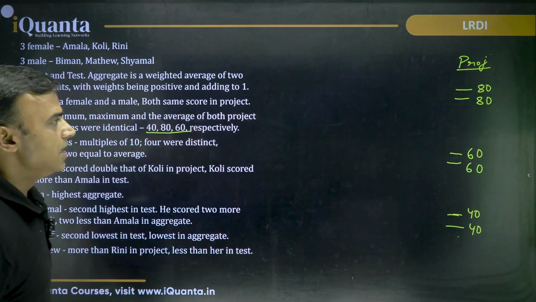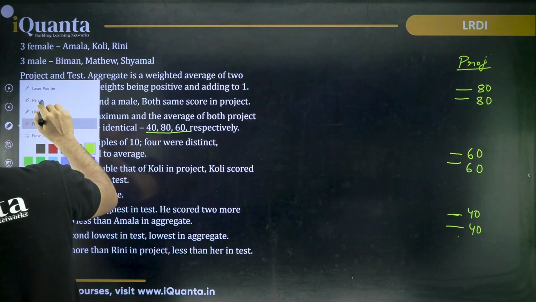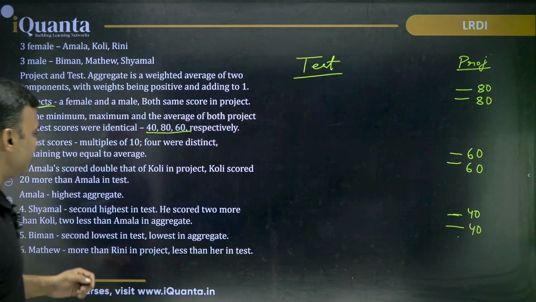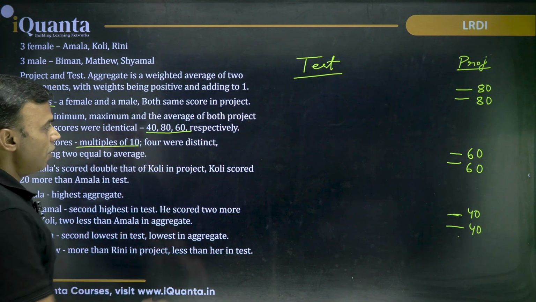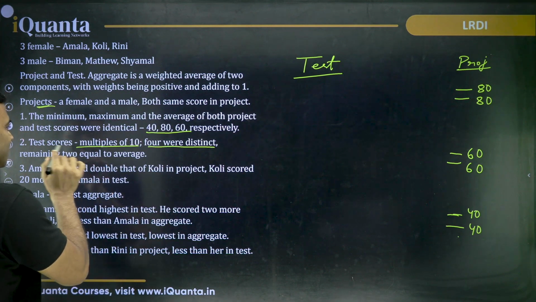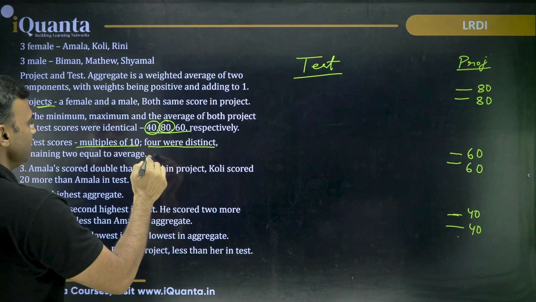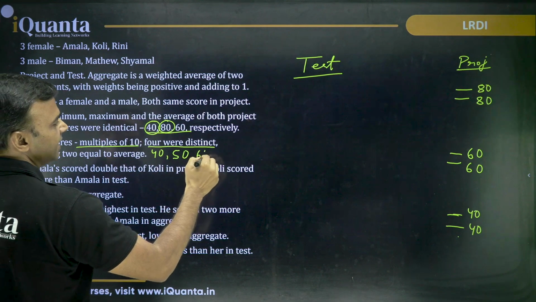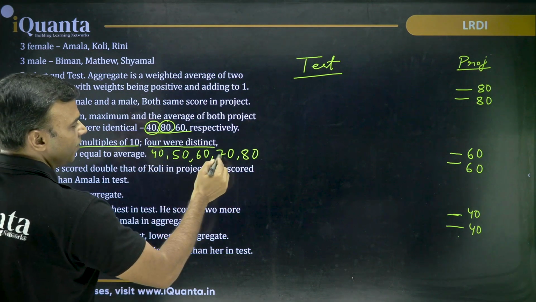Okay. Now let's talk about the test. In the test, what does it say? It says multiples of 10, beautiful information. 4 were distinct. Oh, here also, even in test scores, the minimum is 40, maximum is 80. So what are the values? Let me write all of them. 40, 50, 60, 70, 80. How many are these? 1, 2, 3, 4, 5.